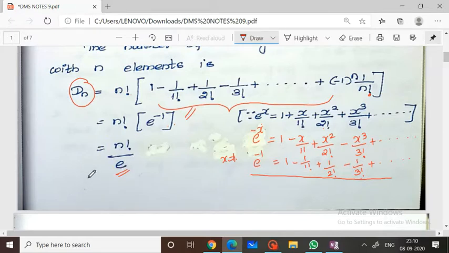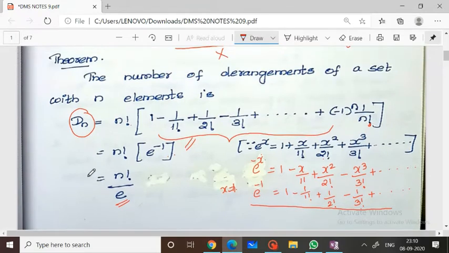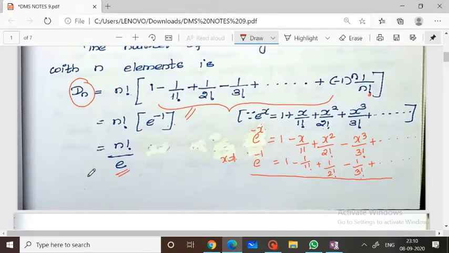So the number of derangements of a set with n elements, denoted by the symbol dn, or sometimes small letters or capital letters, whatever we use, is dn equal to n factorial divided by e. By using this notation we can find the calculations.